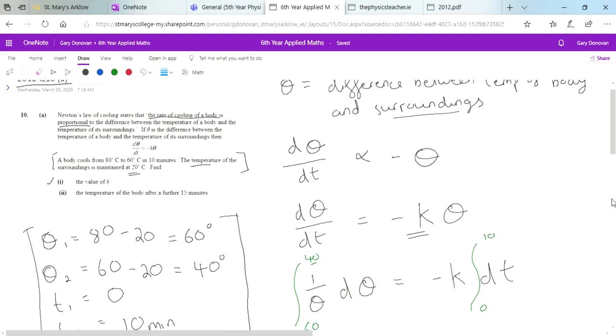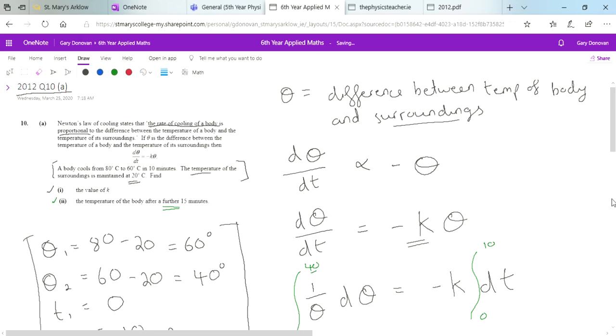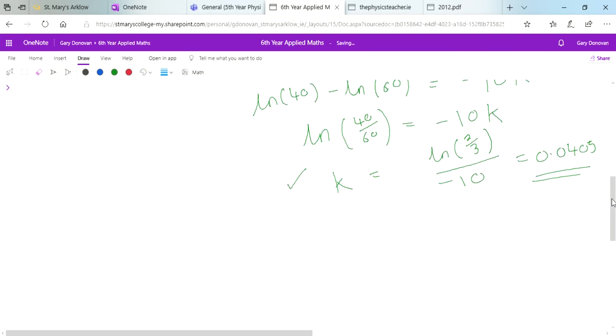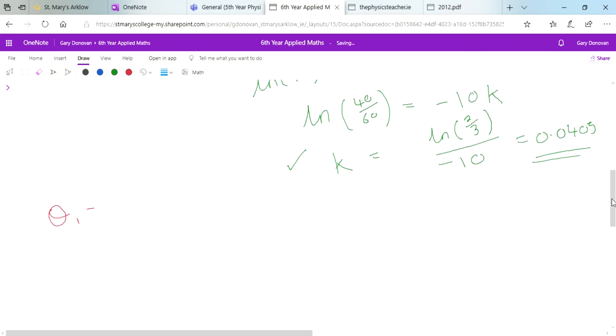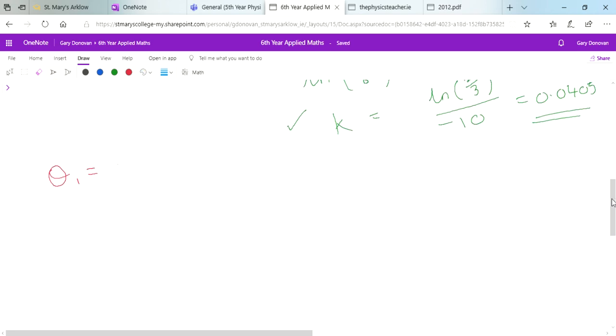Okay, let's have a look at part 2. The temperature of the body after a further 15 minutes. And again, read the sentences very carefully. It's a further 15 minutes. So now our initial theta, theta 1, will be what it ended with in the first stage. So that's going to be 40. Theta 2 is what we're looking for. We're looking for the temperature after a further 15 minutes. We can call T1 0 again, and we can call T2 15, because it's like we're starting from scratch with these variables.